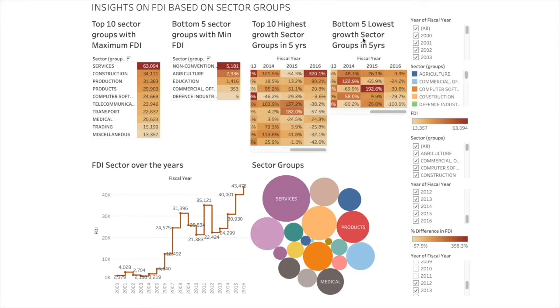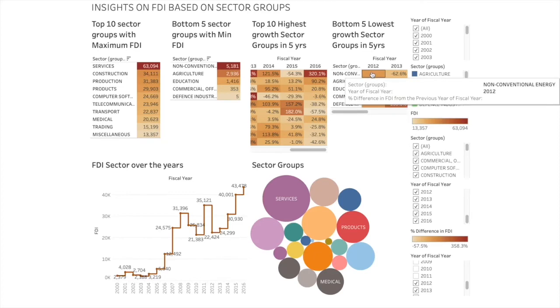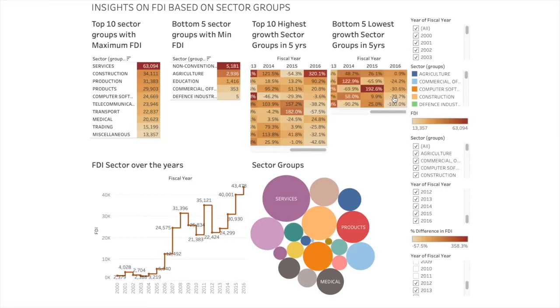Looking at this particular table is the bottom 5 lowest. We can see the least of them all is the defense industry, which is very poor. It hasn't received a lot of investments so far over the past 5 years.